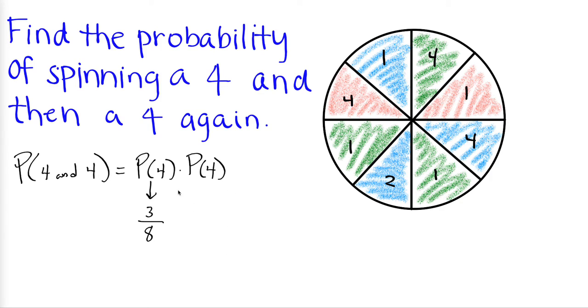Gotcha. And this is the exact same one, so it's not like we have to redo it. Like the question could have been spinning a 4 and then a 2 or something, and then the answers would be different. But this one is going to end up being 9 over 64.